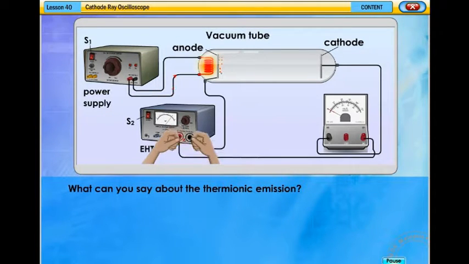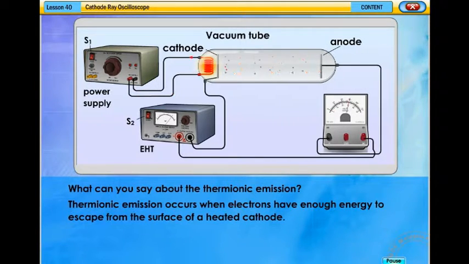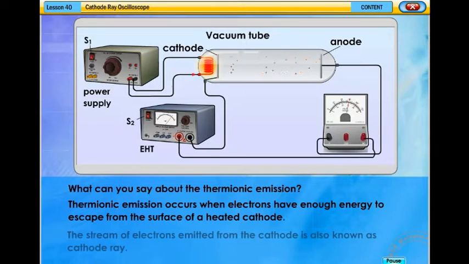What can you say about thermionic emission? Thermionic emission occurs when electrons have enough energy to escape from the surface of a heated cathode. The stream of electrons emitted from the cathode is also known as cathode ray.